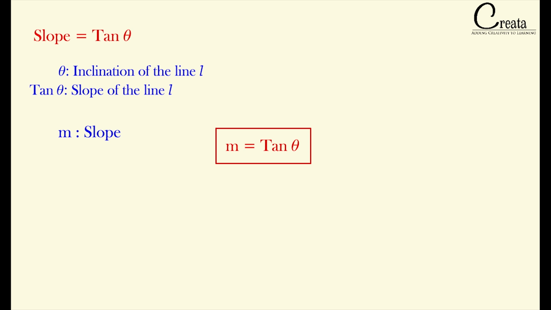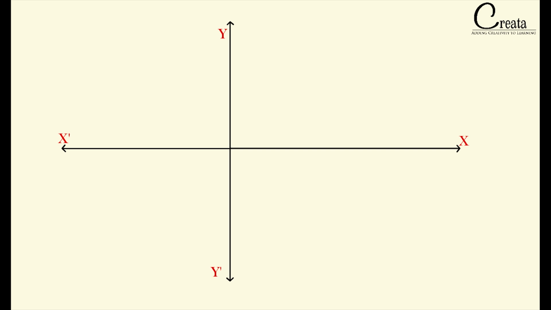This was the introduction to the slope. Let's move further and study it in further detail. Let's take a line L. The inclination of this line is 0 degree. So we can say the slope of this line is tan 0 degree, that is 0.